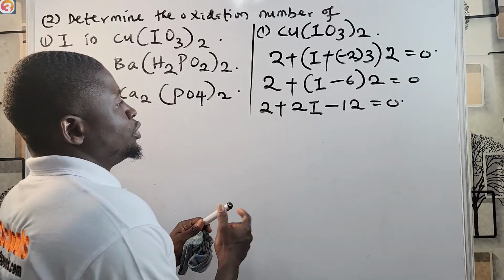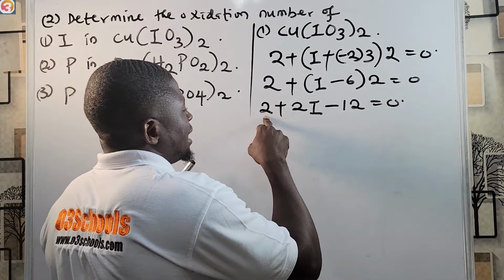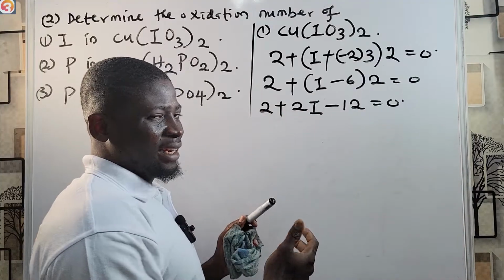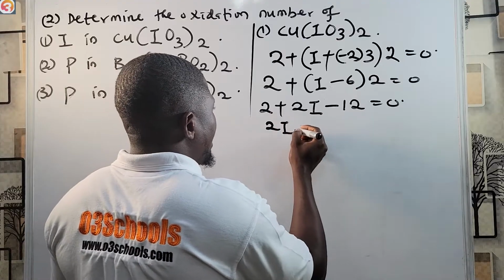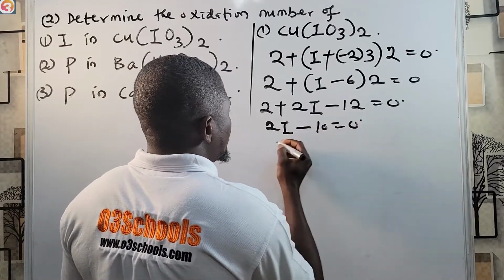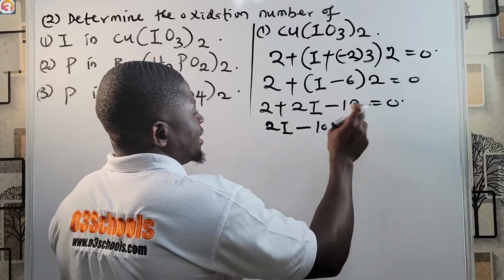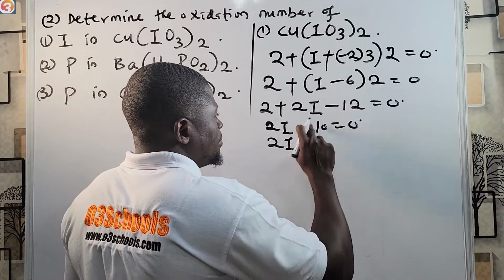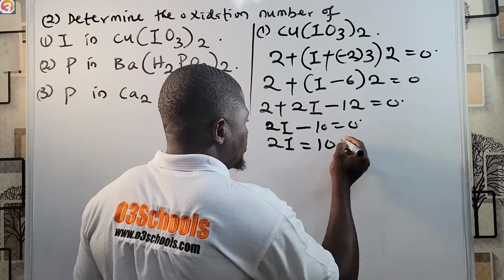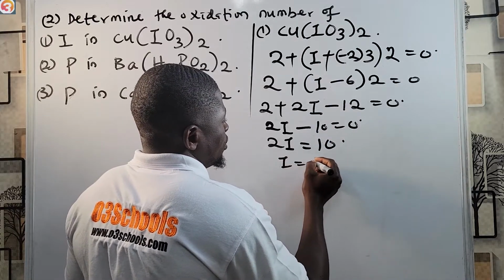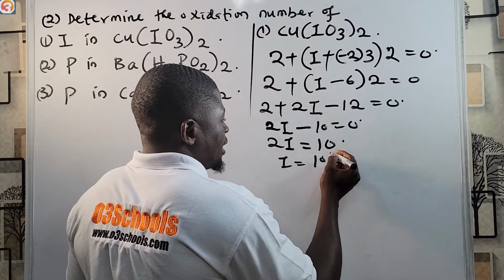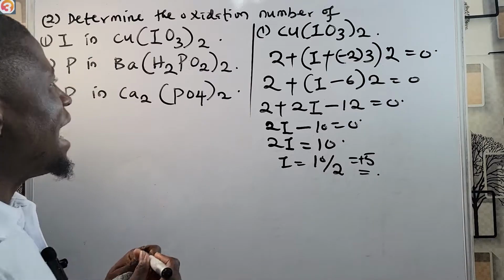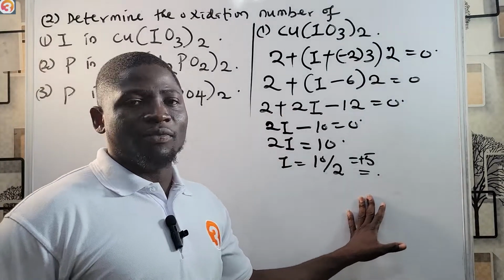So now what we do? We subtract 2 from -12. 2 minus 12 is -10. So I'm going to have 2I minus 10 is equal to 0. That means you carry 10 to this side so that 2I remains on this side. So 2I is equal to, crossing the sign of equality, you turn minus to plus. So I is equal to, divide both sides by 2 to get I, 10 over 2, which is plus 5. That means that the oxidation number of I in this compound is plus 5.